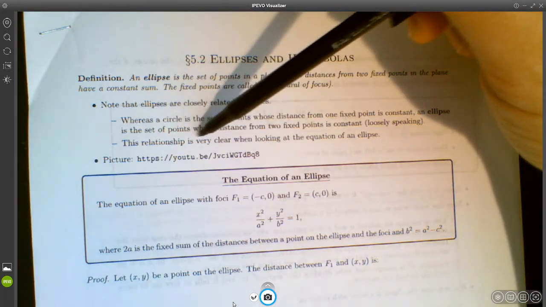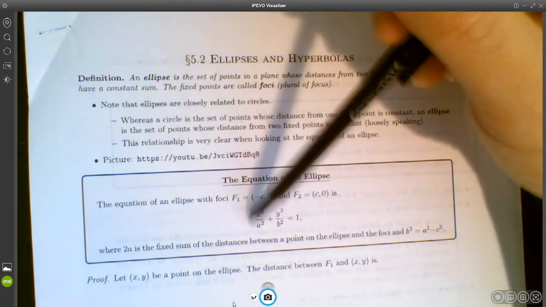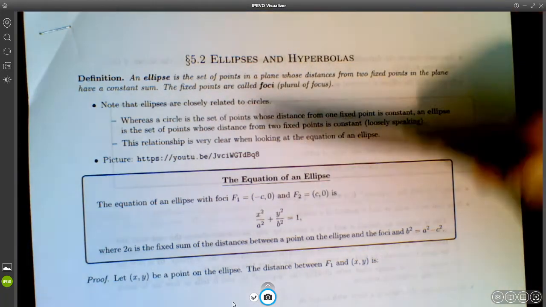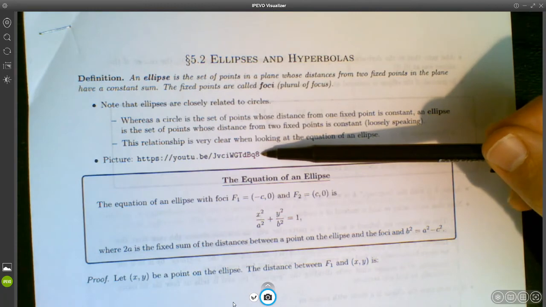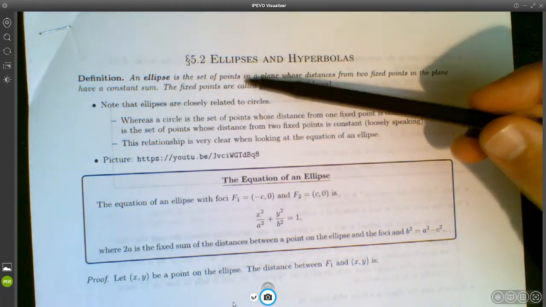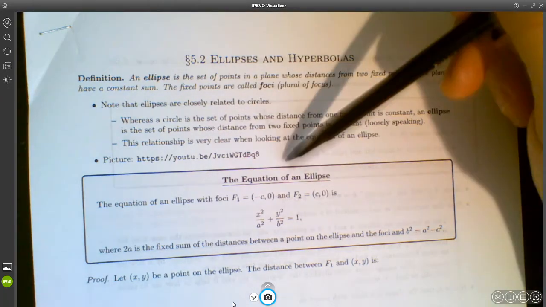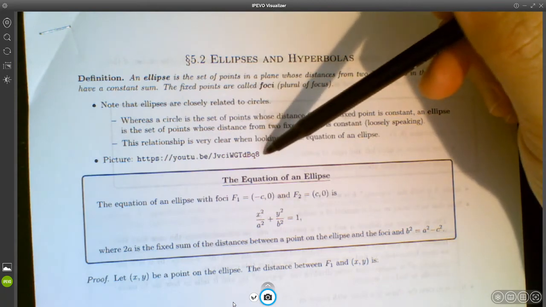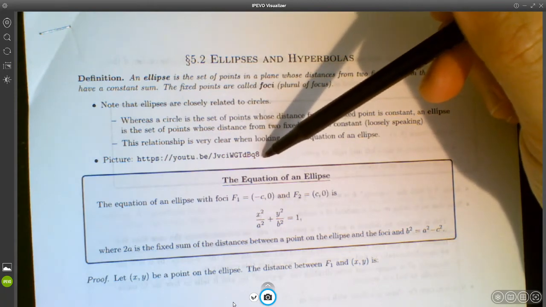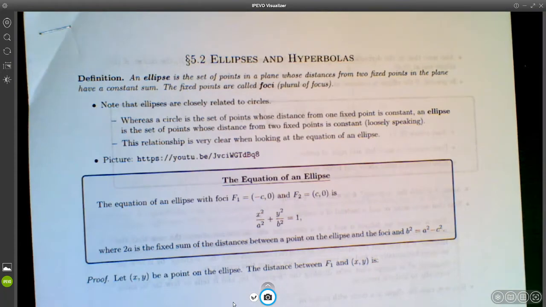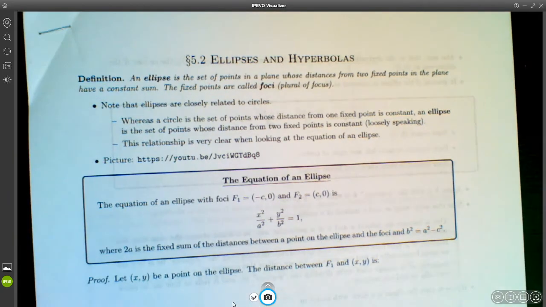That relationship is even more clear when we look at the equation for an ellipse, which we'll do in a second. But what I want you to do for now is pause the video, follow this link to watch somebody drawing an ellipse based on the definition that's given here. I'll post this video in Canvas, in the Canvas module for 5.2, so that you can take a look at it there. But go ahead and pause the video and watch this video right now.